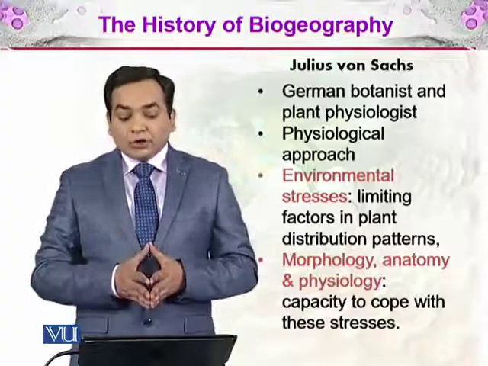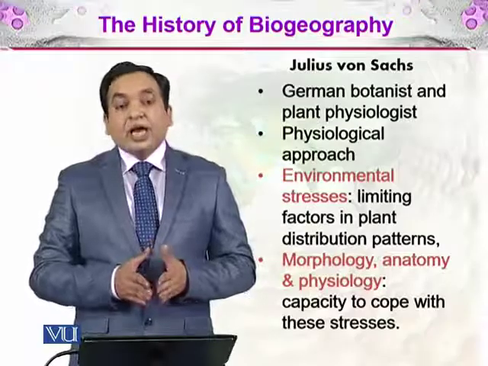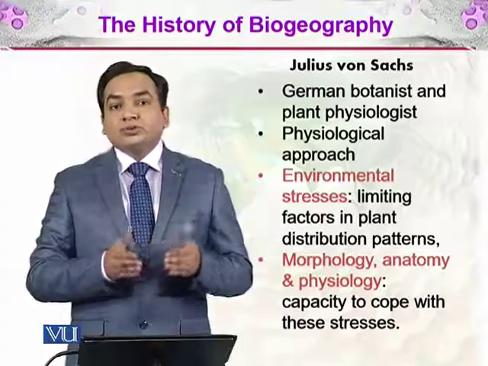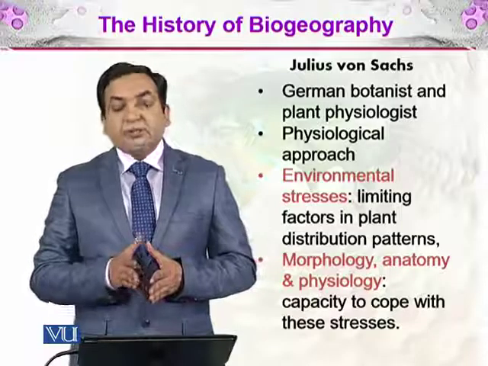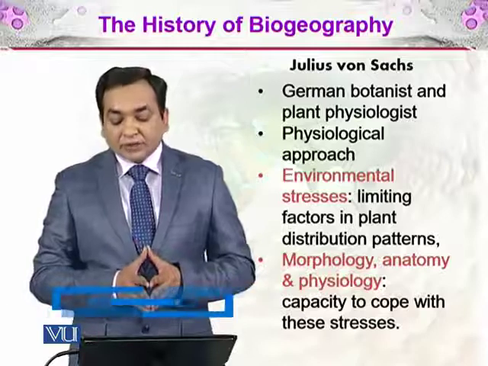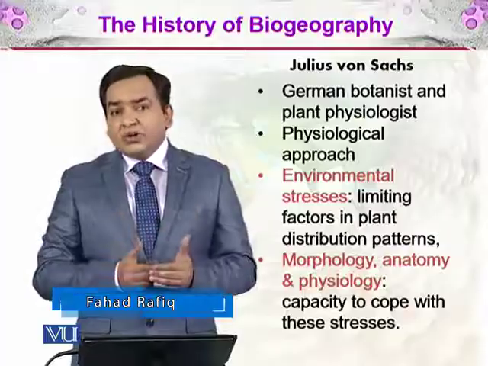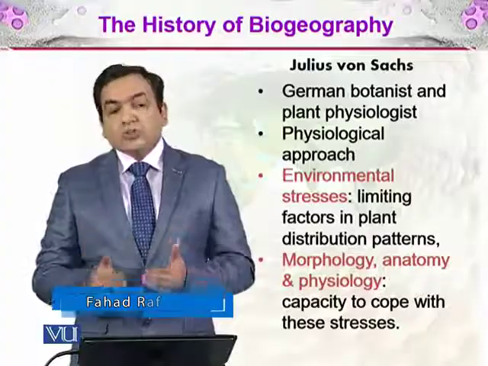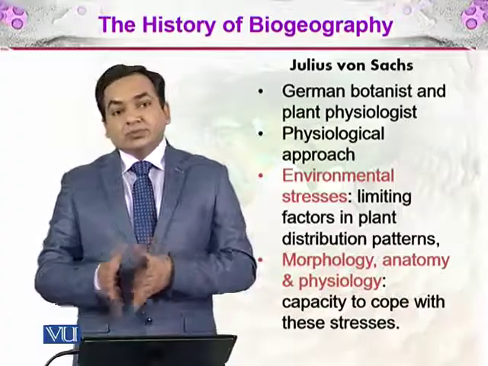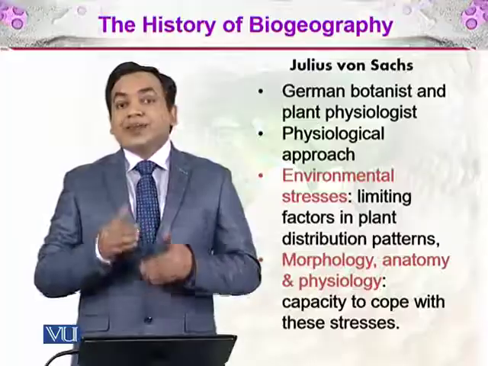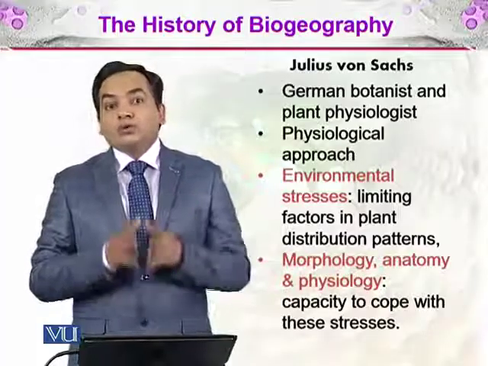There was a German botanist and plant physiologist named Julius von Sachs, and he had a physiological approach to ecology. He said that environmental stresses act as the limiting factors in plant distribution patterns. So the internal morphology, anatomy, and physiology of a plant limit its distribution patterns, because a plant is adapted to a particular environment and it cannot go beyond those limits.